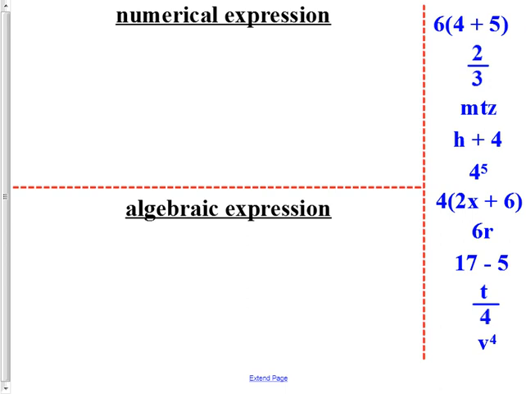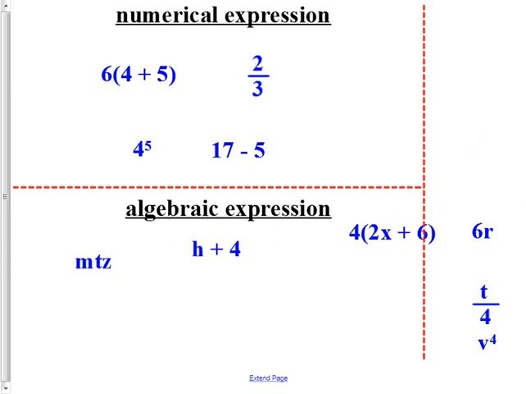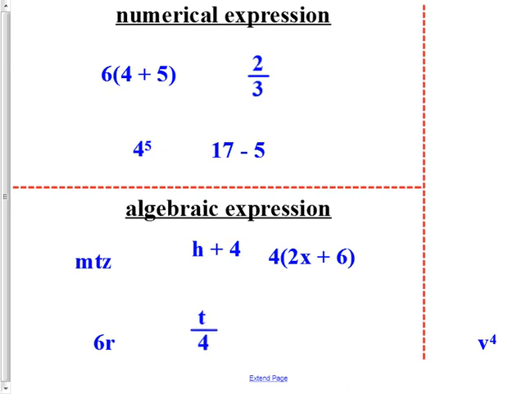Okay, if you have done this correctly, these should be your numerical expressions. You should have these 4. And all of the others are algebraic expressions. Remember, what makes them algebraic is the fact that they have at least one variable. So algebraic expressions must have a variable. Numerical expressions do not have a variable, and that's the biggest difference.